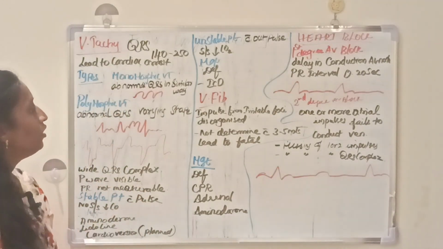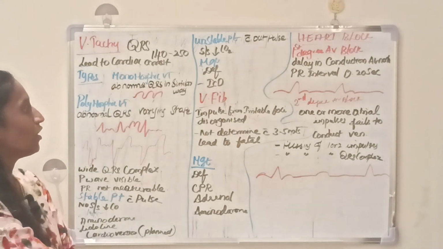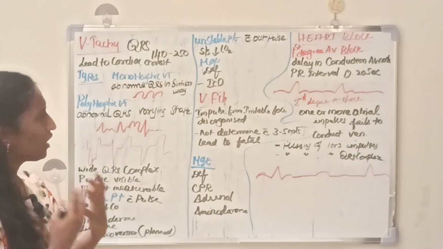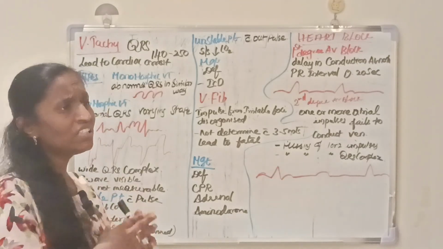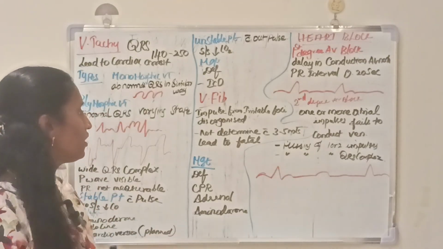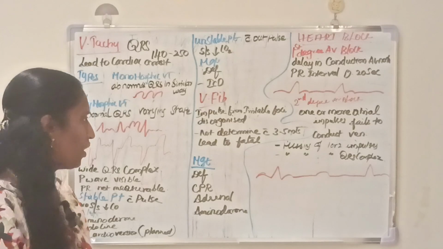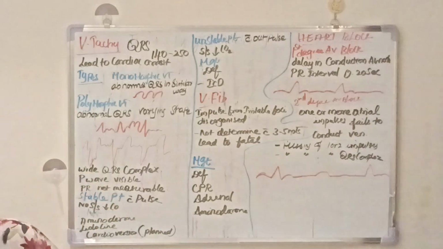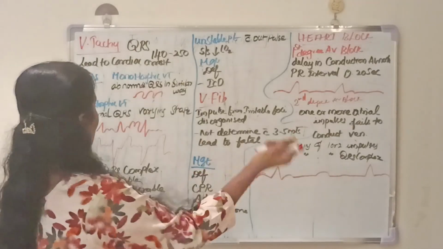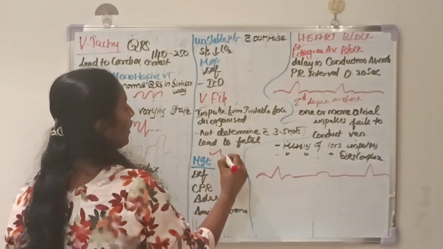Okay. Next is ventricular fibrillation. Here there are impulses from irritable foci in a disorganized way. We cannot identify the ECG waveform, which will be like this.